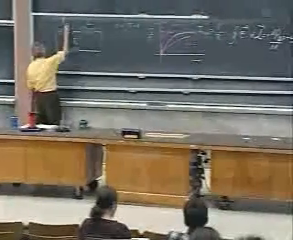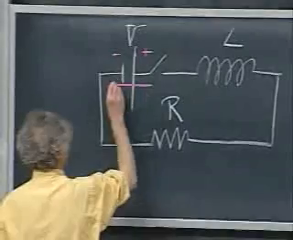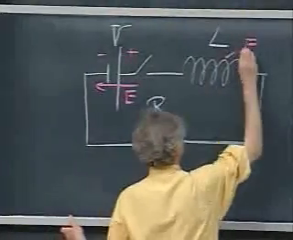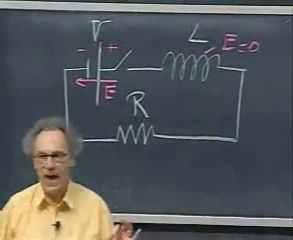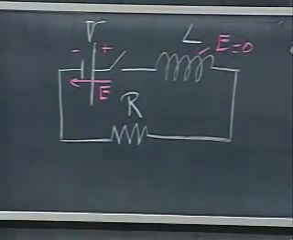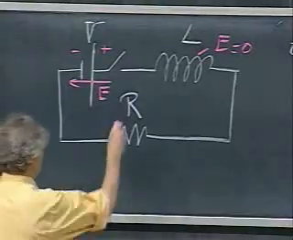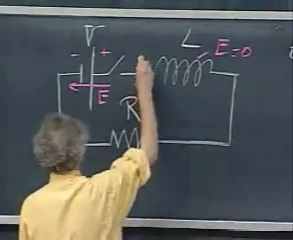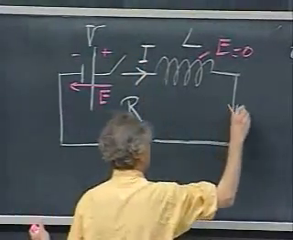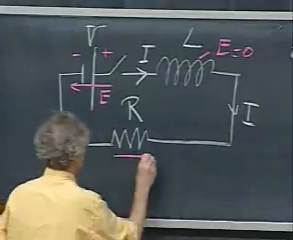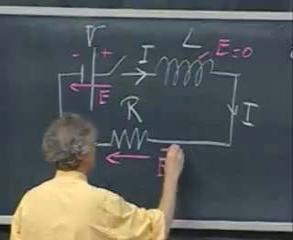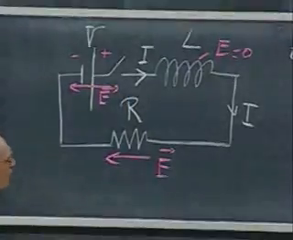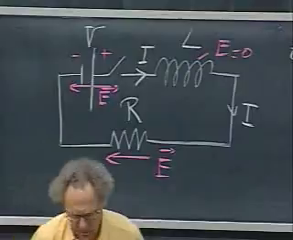This is the plus side of the battery, and this is the minus side, so the electric field in the battery is in this direction. The electric field in the self-inductance is 0, because the self-inductance has no resistance. It's superconducting material. And so the electric field in the resistor, if the current is in this direction, which it will be, then the electric field in the resistor will be in this direction. So now I am equipped to write down the closed loop integral of E dot dl.